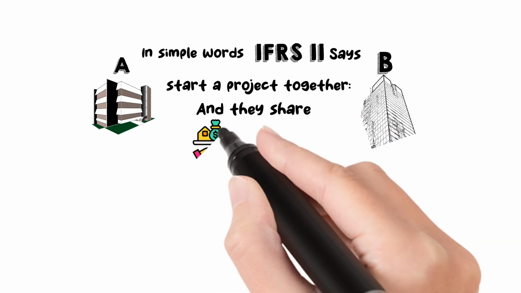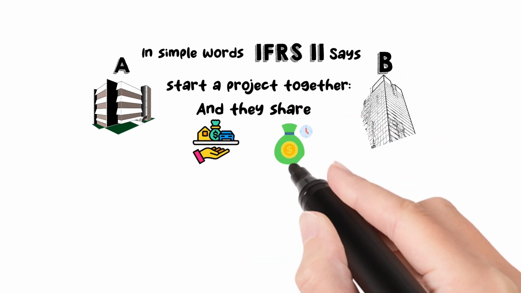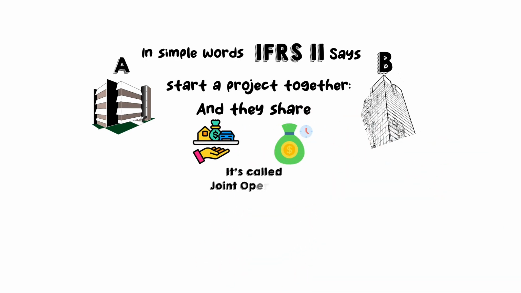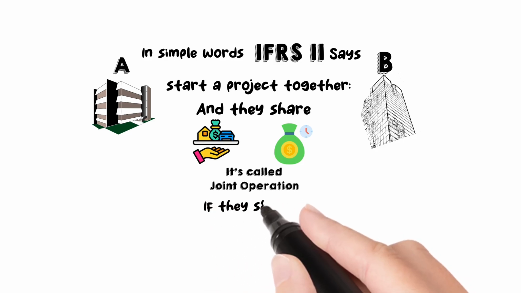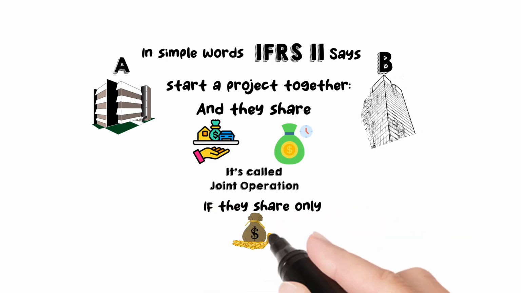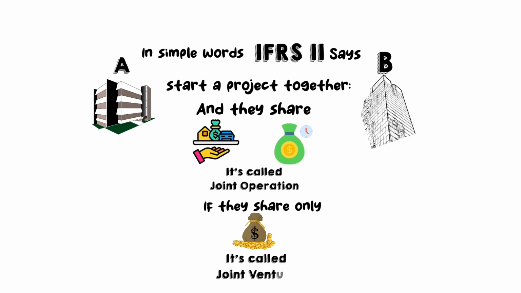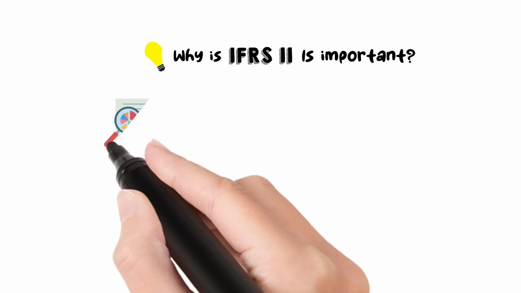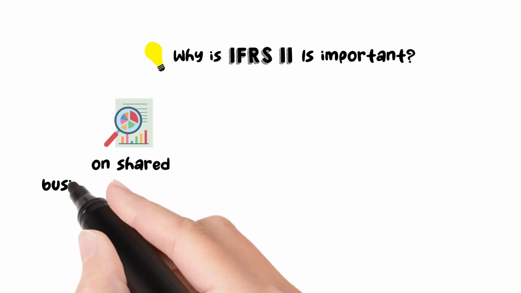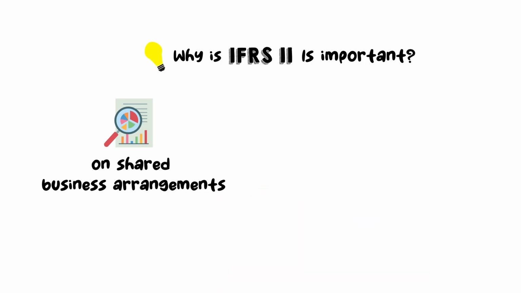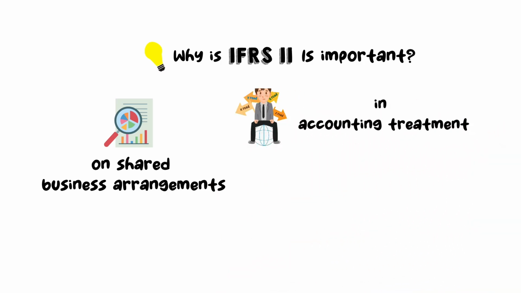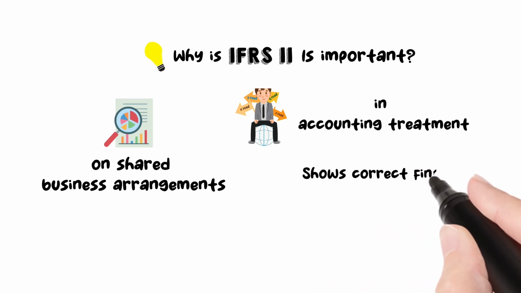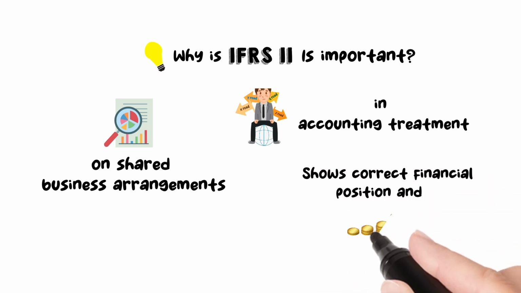In simple words, IFRS 11 says, if Company A and Company B start a project together, and they share assets and liabilities, it's called a joint operation. If they share only profit, then it's called a joint venture. Why is IFRS 11 important? It gives clarity on shared business arrangements. It avoids confusion in accounting treatment. It shows correct financial position and performance.